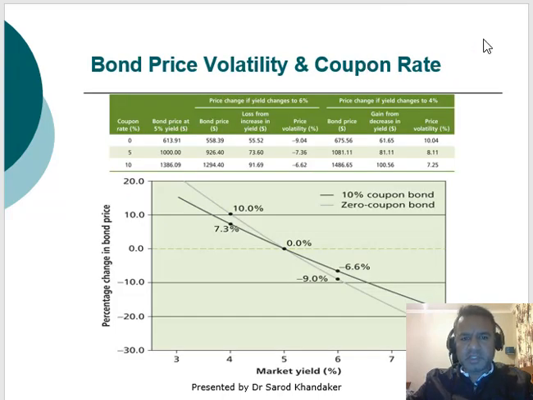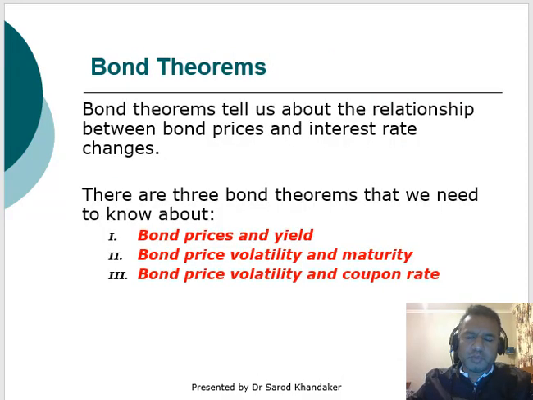This slide shows bond price volatility and the coupon rate, and this chart is showing the coupon rate percentage, which is 0, 5 and 10. Bond price at the 5% yield is shown here, and it shows that the price changes if the yield changes to 6% or 4%, and how the bond price reacts. And this information is plotted in this chart.